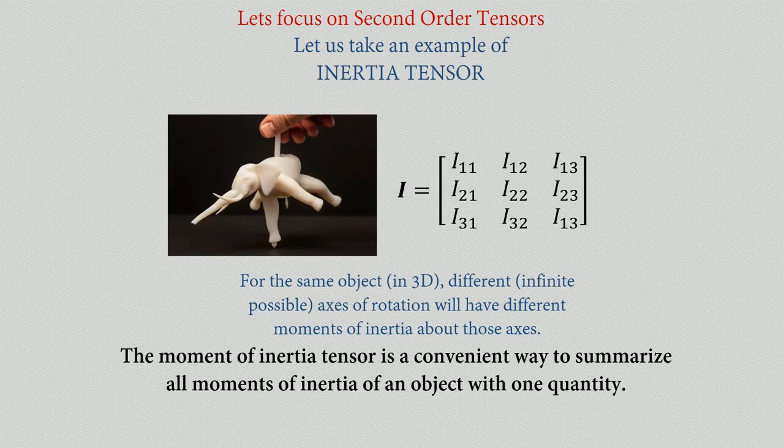So I think this would give you a certain feel about what these second order tensors are. They are some superior quantity that contains information about all possible orientations or all possible directions. Similar to the inertia tensor, you can get a feeling of what a stress tensor is. Let us quickly discuss what the dimensions of a tensor are.